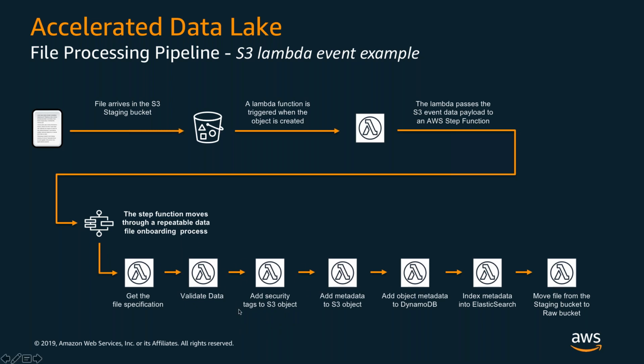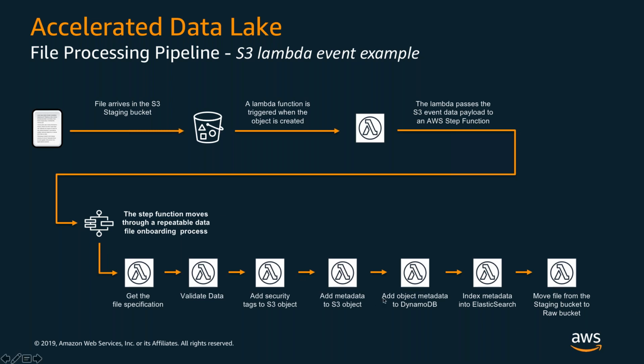S3 object tags are added to the S3 data file. Now, S3 object tags are key value pairs, and we use them for security, and we create values like classification is sensitive or PII is true, and they are used to control access to S3 objects in conjunction with using AWS Identity and Access Management.